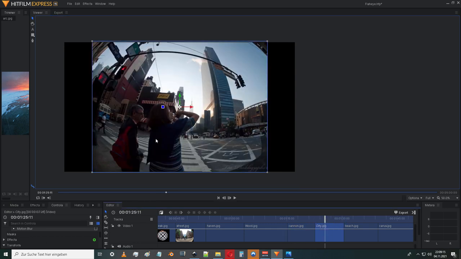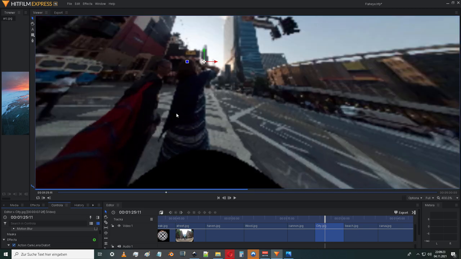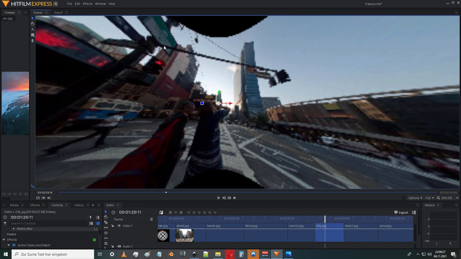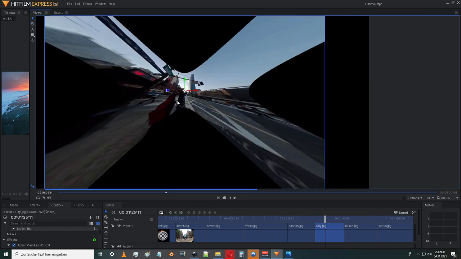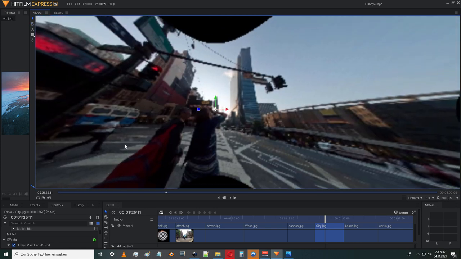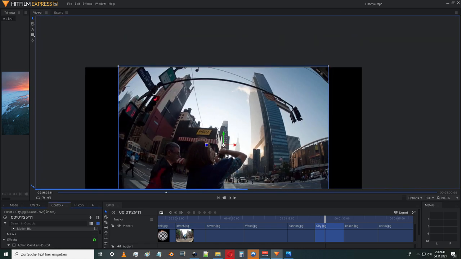There you got the city, and again bending to the center. Let's go. Oh man, this distortion. So low res, but you can see there a straight line, and there's still this distortion going on, but in the center it's undistorted and looks cool. Well, like it should be.